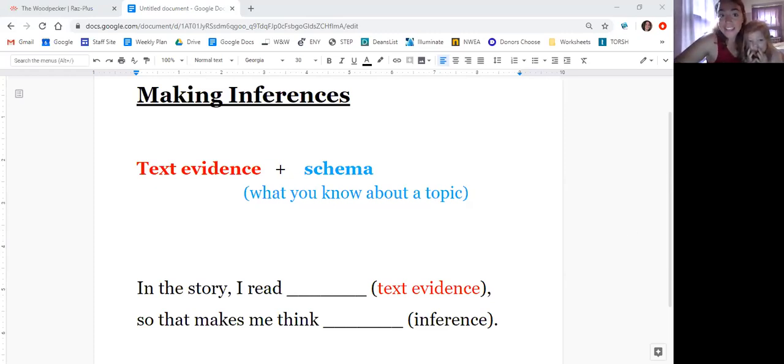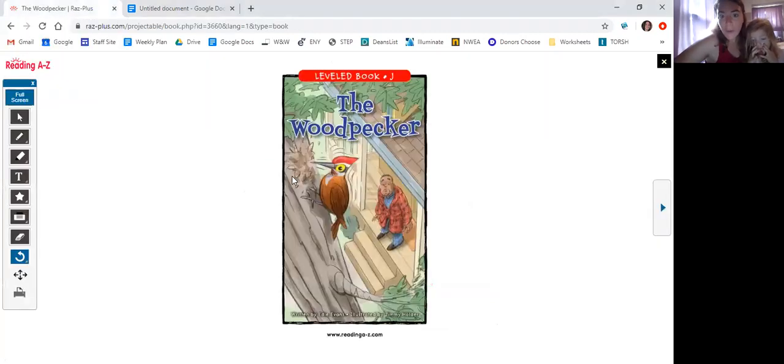Very good. Now, friends, today we're going to be reading a book and we're going to be answering inferential questions. So you're going to need text evidence and schema to make a guess based on our new text today. Let's go ahead and get started with our book. It's called The Woodpecker.